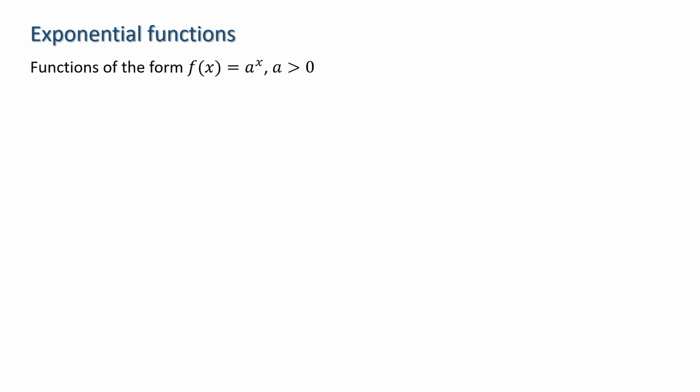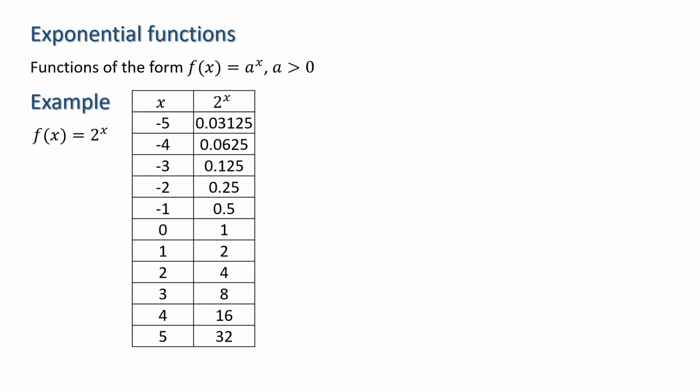Exponential functions are functions of this form: f of x equals a to the power of x, where a is a positive real number. In order to investigate their behaviour, let's look first at the function f of x equals 2 to the x. Here is a table of values for integer values of x running from -5 to 5. If we plot the function y equals f of x, we get a curve that looks like this.